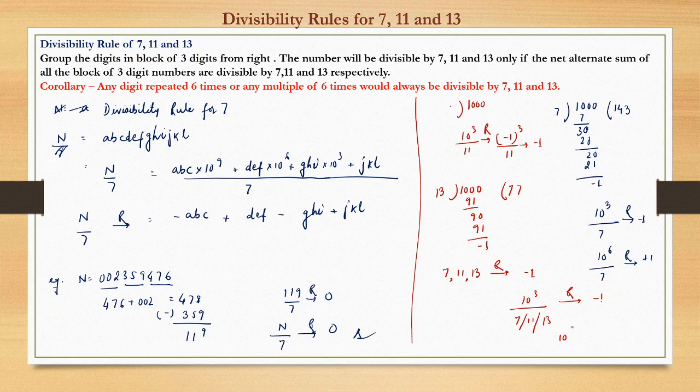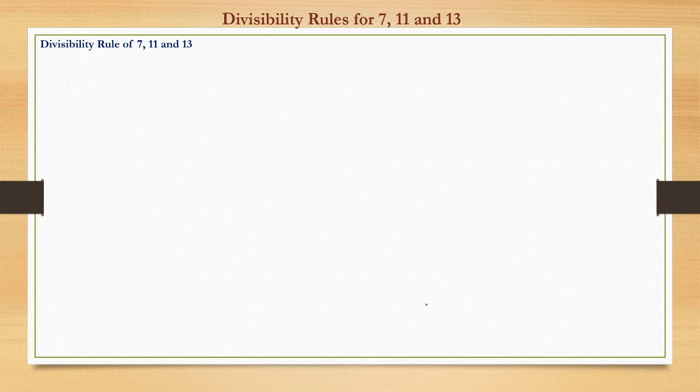10 raised to power 6 upon 7 or 11 or 13 would give a remainder of plus 1, right? This we have seen in the chapters on remainders. So if we know this, then can we not say any digit repeated 6 times or any multiple of 6 times will always be divisible by 7, 11, 13? Because this I show here, any digits repeated 6 times.